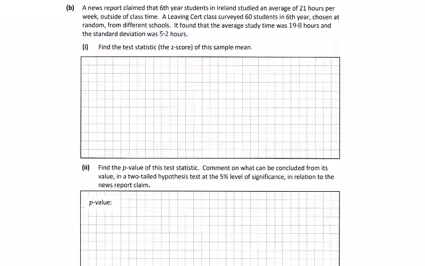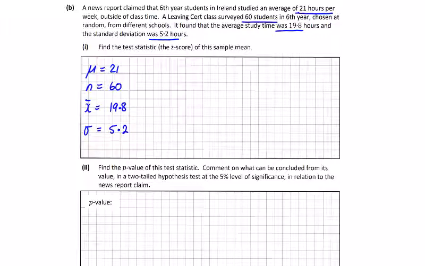Part B. A news report claimed that sixth-year students in Ireland studied an average of 21 hours per week outside of class time. Write down what they give you. Average 21. A Leaving Cert class surveyed 60 students, so we have a sample of 60, chosen at random from different schools. They found the average study time was 19.8 hours, so that's my test statistic, 19.8. And standard deviation, 5.2.